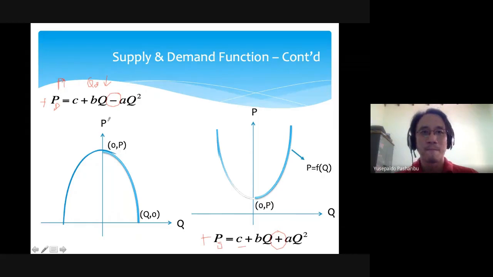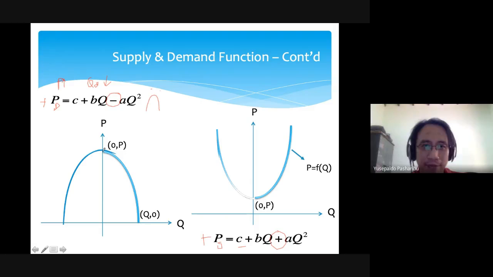Look at the first graph, focus on the first graph on the left side. P equals C plus BQ minus AQ squared. Because of minus A, the vertical parabola will be an inverted U shape. And then see the logic. Why? The sign is different between P, price, and quantity.